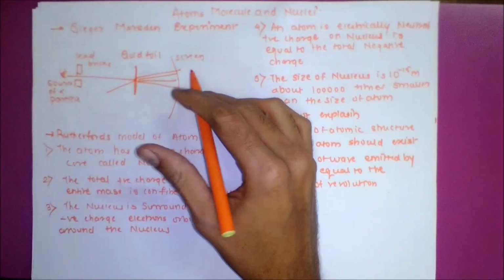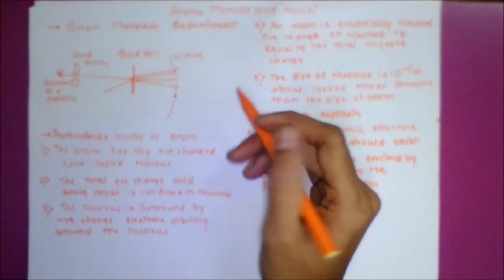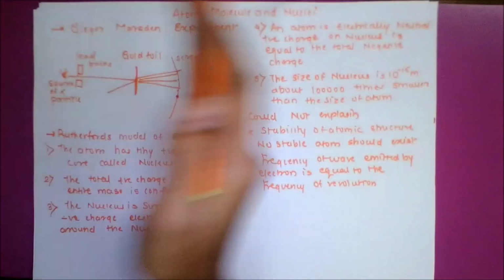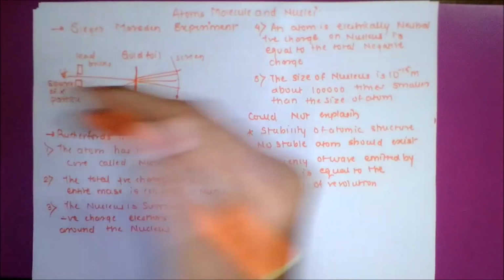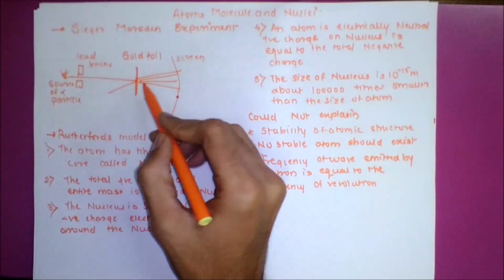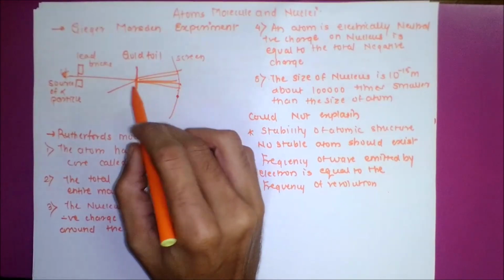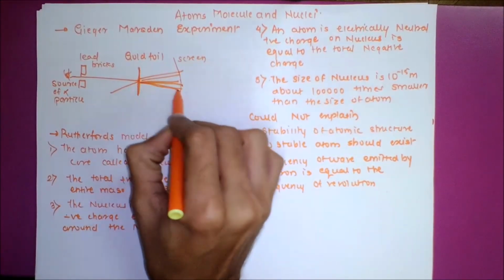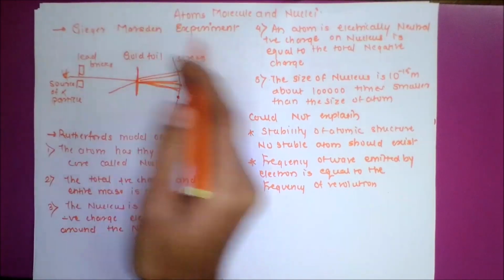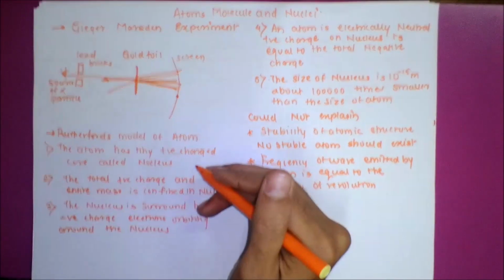Basically, what the experiment showed us was the deviation of the alpha particles when they pass through the gold foil. The alpha particles being positively charged, there was a sort of deviation which happened. The observation was that most of the alpha particles passed undeviated through the foil, some of them were slightly deflected, some of them were deflected by more than 90 degrees, and some of them went straight back, 180 degrees. That sort of deflection was observed.